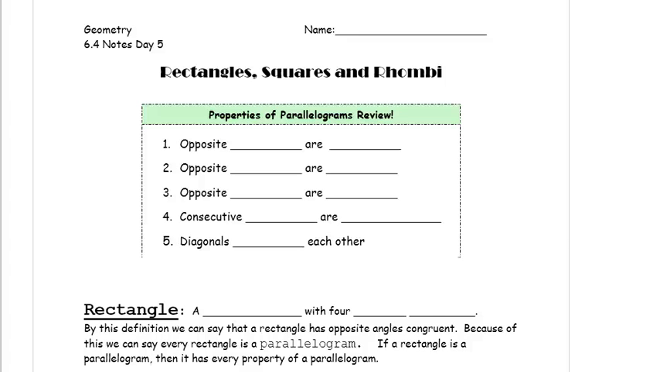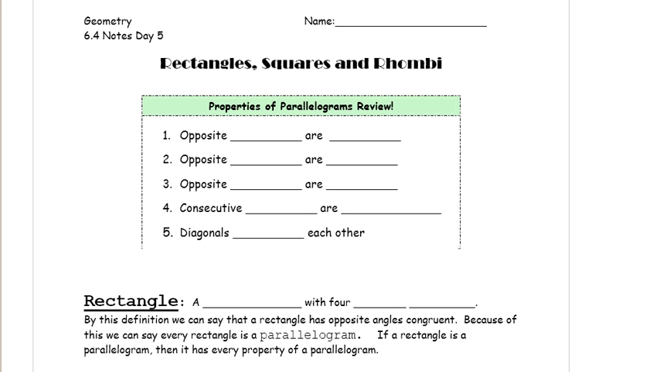Alright, we're going to look at rectangles, squares, and rhombi as we continue our little adventure through quadrilaterals. So again, these are all four-sided figures. We're going to go through quite a few properties today about each one. Some are probably pretty self-explanatory to you guys, but we want to make sure we know the ins and outs of all three shapes.